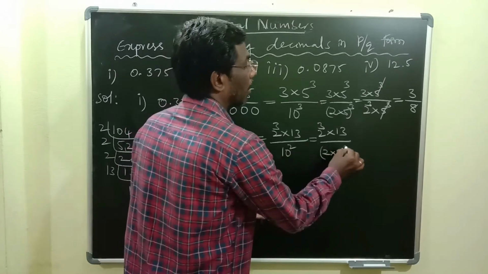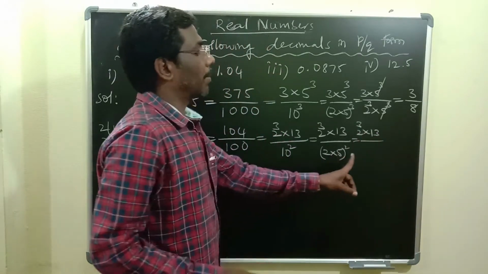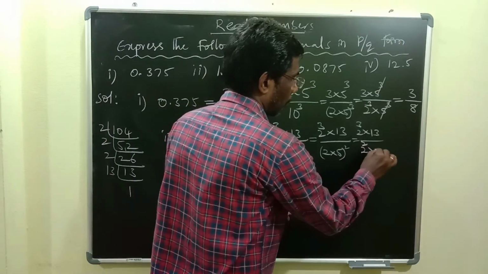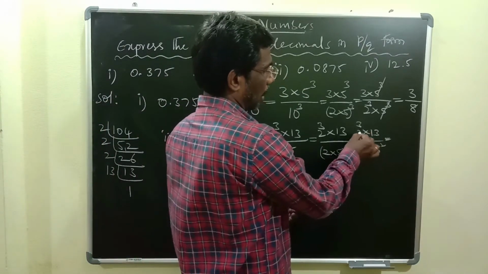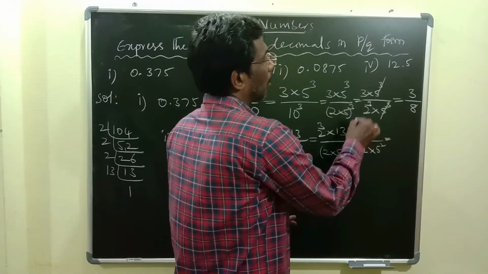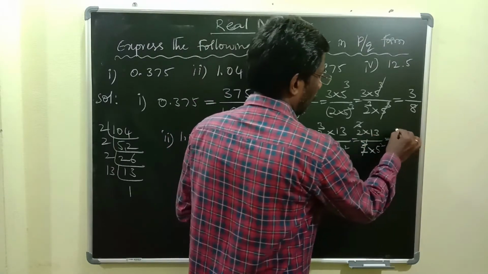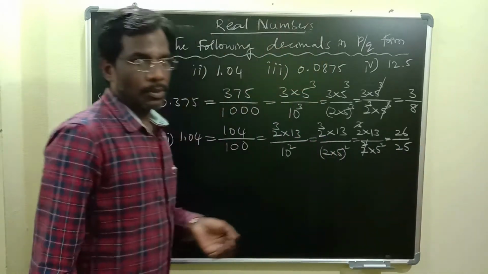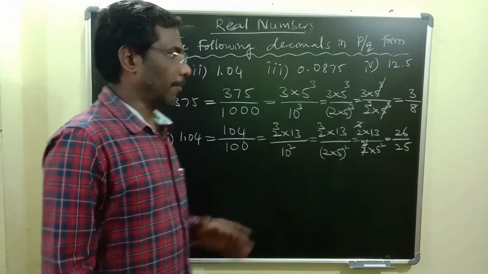And whole square is equal to 2 cube into 13 by, the power separate to 2 base values, that is 2 square into 5 square. Now see here it is 2 cube and the denominator is 2 square. If we cancel 2 2s, remains is what? 1 2. So 2 13s are 26 by 5 square is what? 25. So P by Q form of 1.04 is 26 by 25.